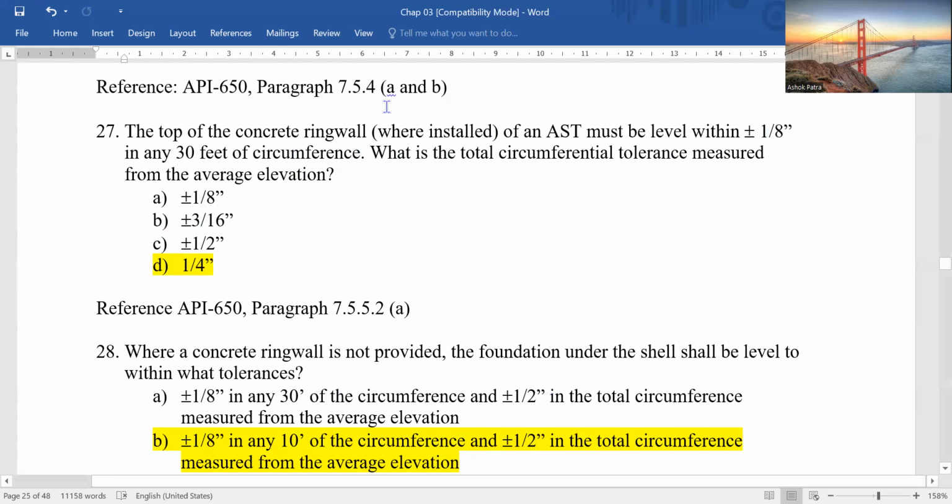So if a concrete ring wall is provided or not provided, there are two differences. 1/8 inch remains the same. This is 30 feet, this is 10 feet, and this is 1/4, this is 1/2.